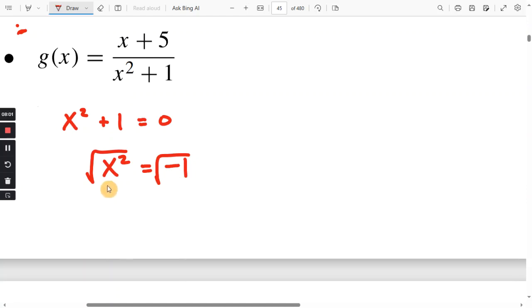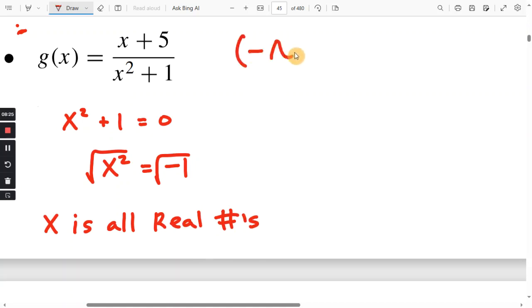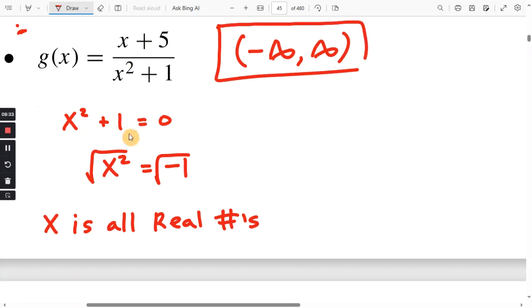So basically, x can be anything because the denominator will never equal 0 no matter what you plug in for x. So basically, we say x is all real numbers, but there's a way to write that. On the interval, basically, x runs from negative infinity to positive infinity. That would be the answer. Because no matter what you put in for x, it will work. It will be a legitimate part of the domain.